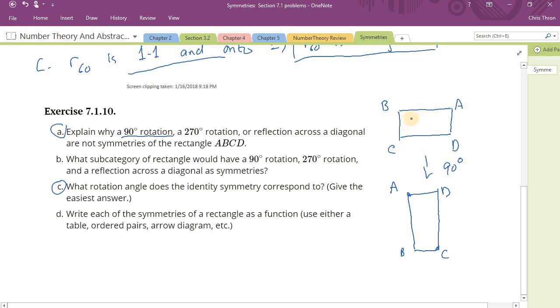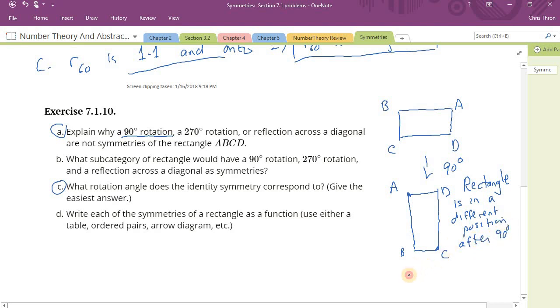Now, the question is, why is this not a symmetry? Well, it's not a symmetry because you can tell something's happened to the rectangle. The rectangle is not in the same position, and that means that it's not a symmetry. That's the definition of symmetry. Symmetry is some kind of movement that displaces the object, but displaces it in such a way that the object looks the same. So the rectangle looks different, or is in a different position, after the 90-degree rotation. This is one way to say it.